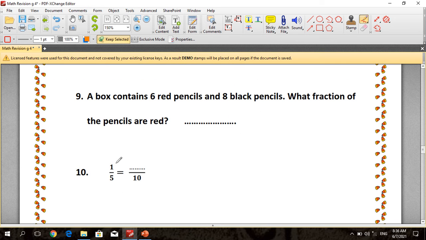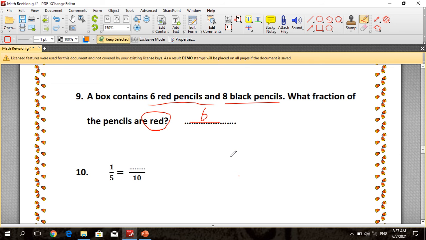Okay. Here he tells you that a box contains 6 red pencils and 8 black. What fraction of pencils are red? Well, like we said before, if I want to use a fraction to represent anything, all I have to do is make a fraction. In the numerator, write the number of what he asked. Here he asked about the red pencils, right? What is the number of red pencils? We have 6 red pencils. So let's write 6 up. Down we will write the total.